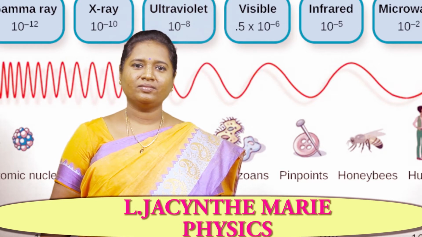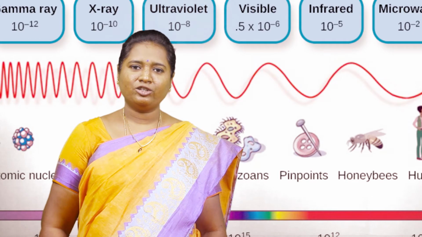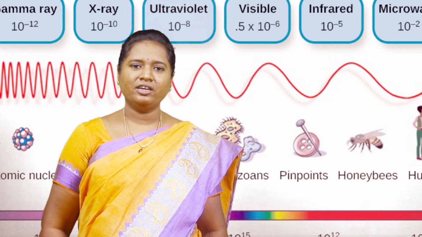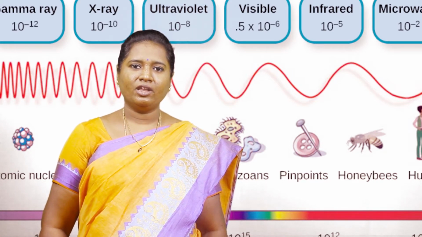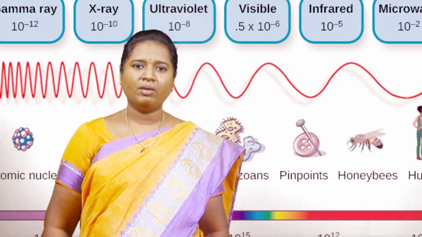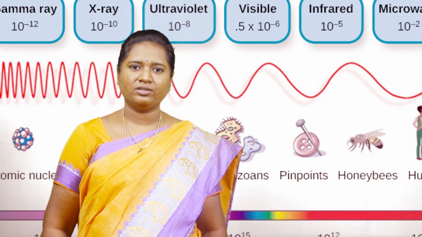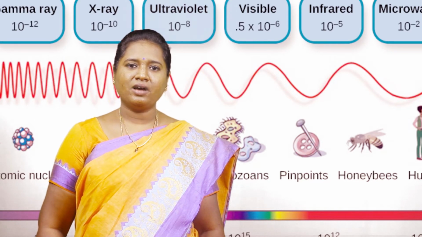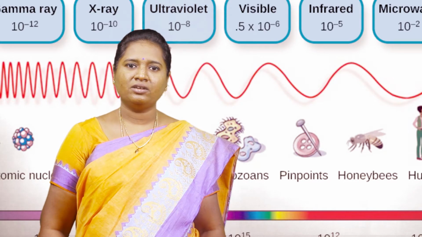Good morning dear students. Today in 12th standard physics, unit 5, electromagnetic waves, we will be studying part 3. I have divided this part into 3 sections. The first topic we will be studying is the production of electromagnetic waves. Here we will know about the great physicist Heinrich Hertz. He was successful in producing radio waves and also propagating radio waves.